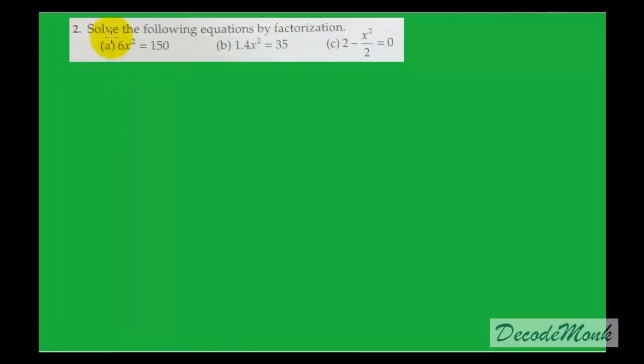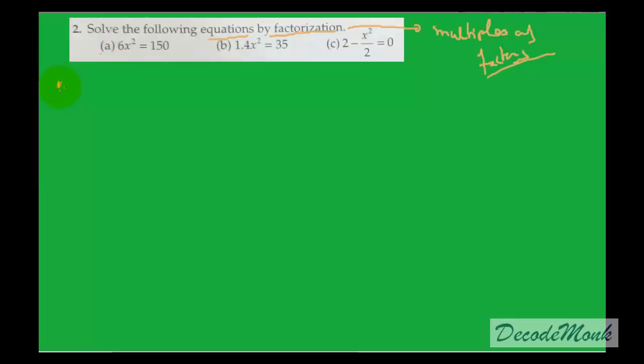The second question says solve the following equations by factorization. Now what is factorization? Factorization is just the opposite of multiplication. We have to express the equation in terms of multiples of factors. So let's see how we do it.